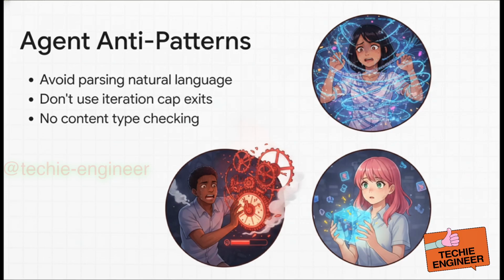Second, while you absolutely should use an iteration cap, like a 50-loop limit, as a safety valve so a runaway loop doesn't drain 10,000 API credits in 10 minutes, you should never use it as the primary way to exit your logic. And third, never check content types. Just because Claude returned a structured JSON object, that does not automatically mean the loop is over.